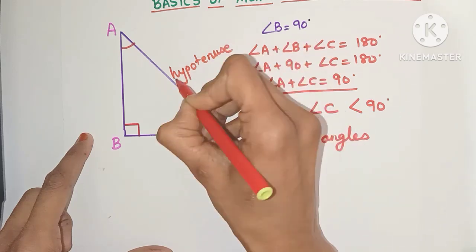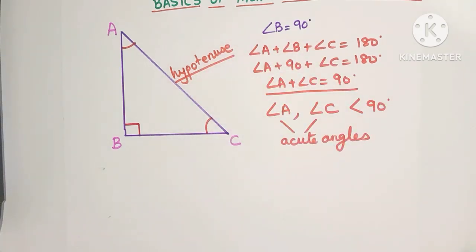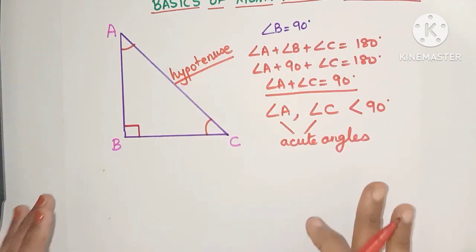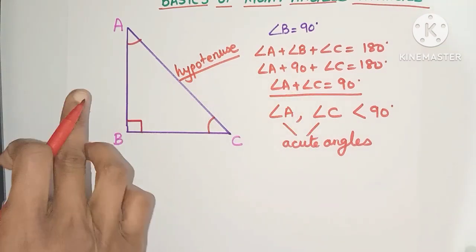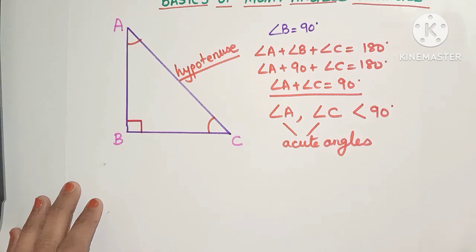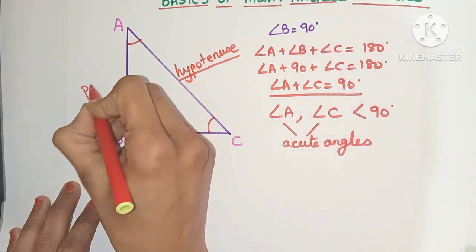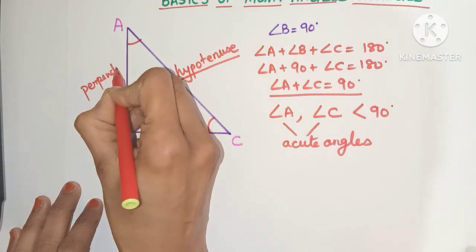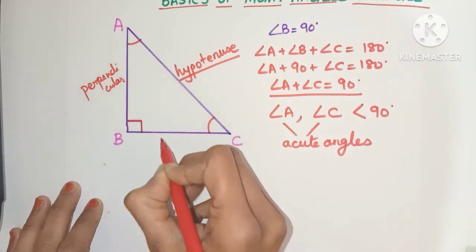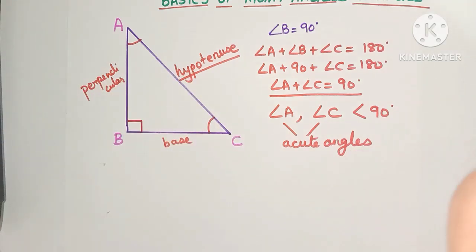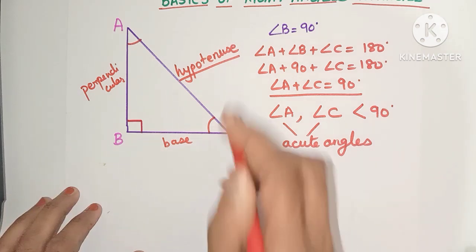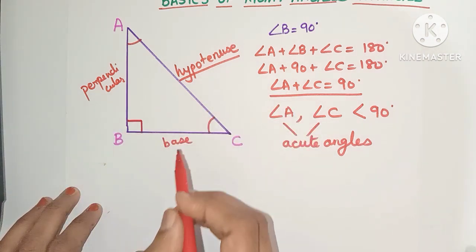Okay. Always remember, hypotenuse is the largest side in any right angle triangle. So this is my hypotenuse. The other two sides are known as the perpendicular and the base. So I can either call this as the perpendicular and this is the base, or the other way around also. It really doesn't matter at this stage. Okay, so this is hypotenuse, perpendicular and base.